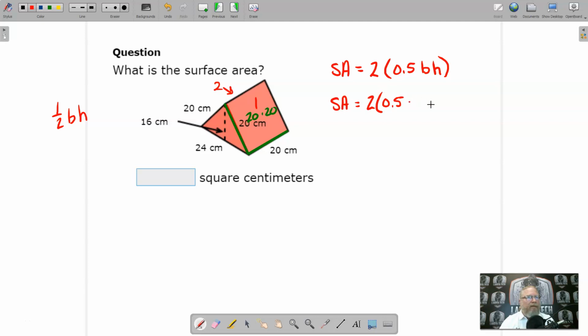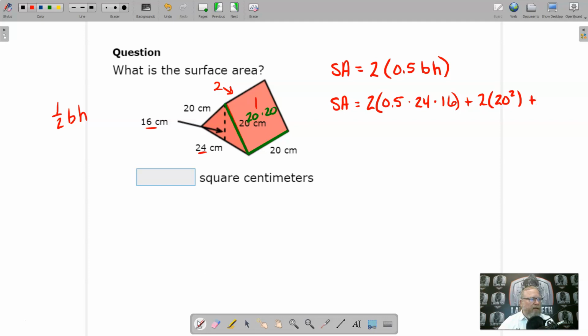And then we're going to multiply that times the base. The base right here is 24. And we're going to multiply that times the height, which we see here is 16. And then we have to add to it those two panels. There are two of them, right? And each panel is 20 by 20. So we're going to do 20 squared. We'll just do 20 squared instead of 20 times 20. Same difference. And then we'll add to that this other panel down here.